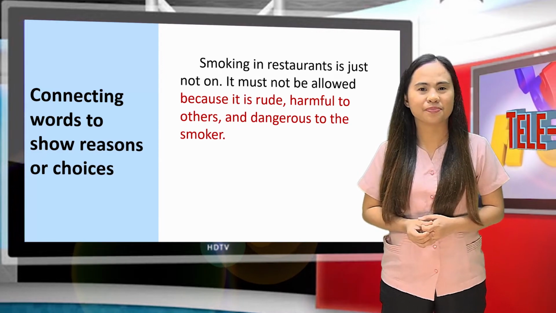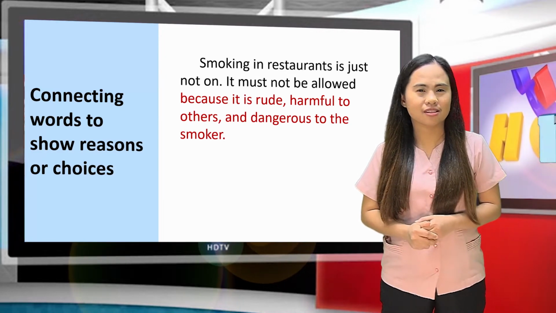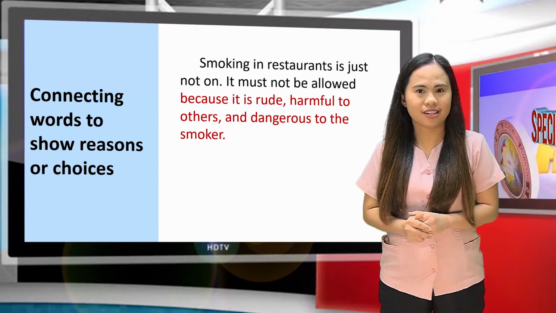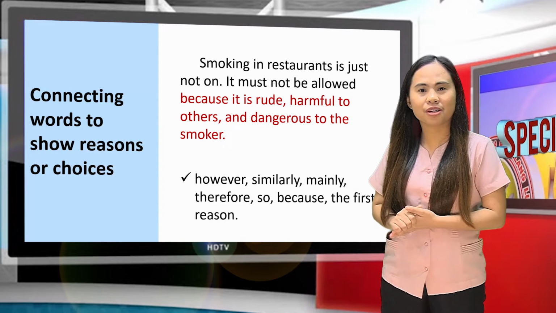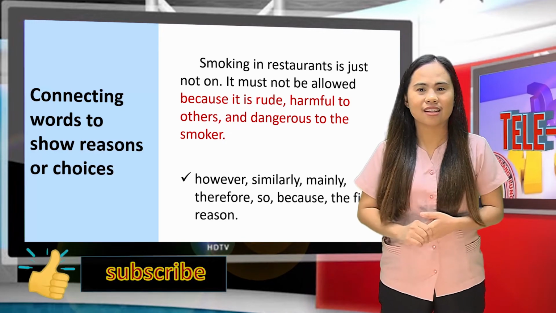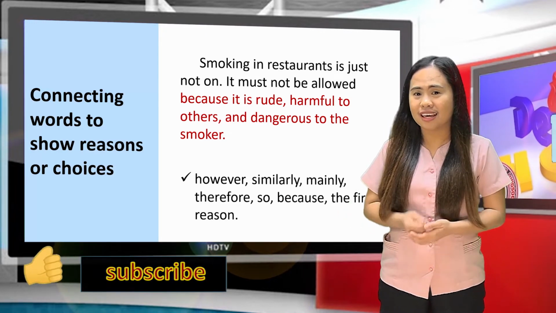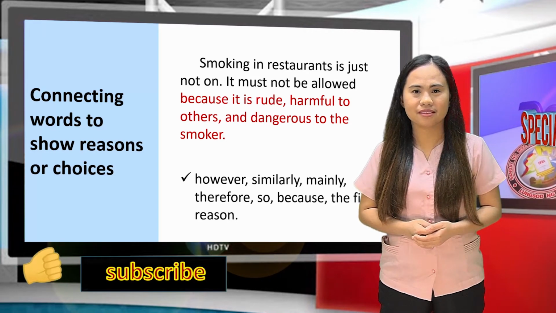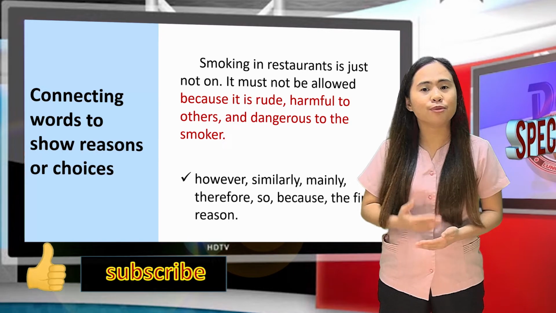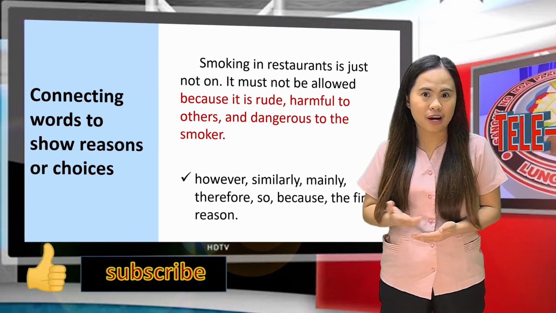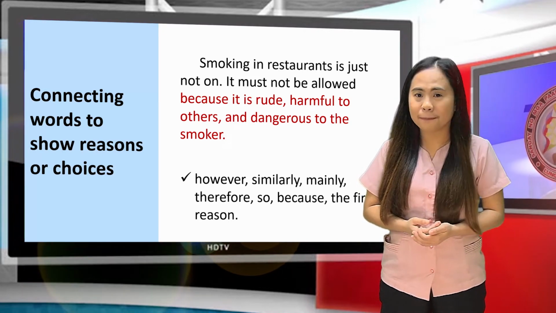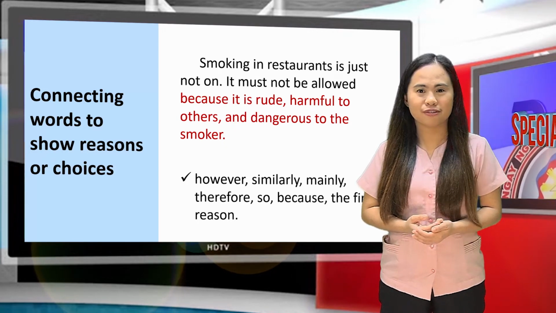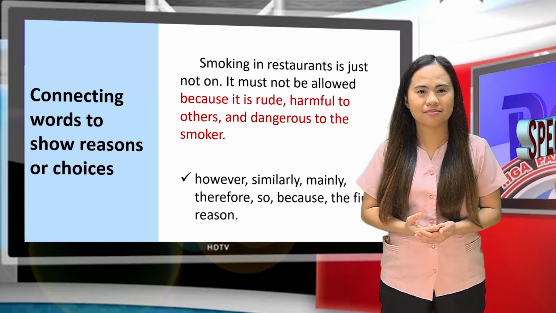For example, smoking in restaurants is just not on. It must not be allowed because it is rude, harmful to others, and dangerous to the smoker. In this sentence, the conjunction because is used to show reason in this argument. Other conjunctions you may use for this purpose are however, similarly, mainly, therefore, so, because, the first reason, among others.